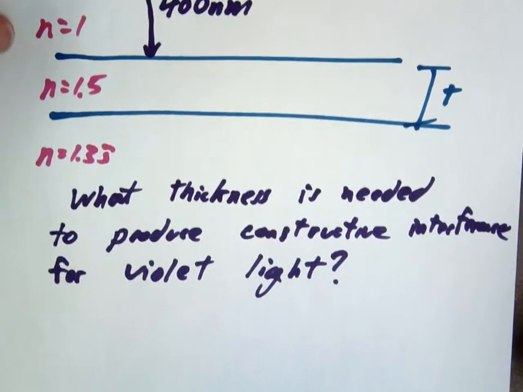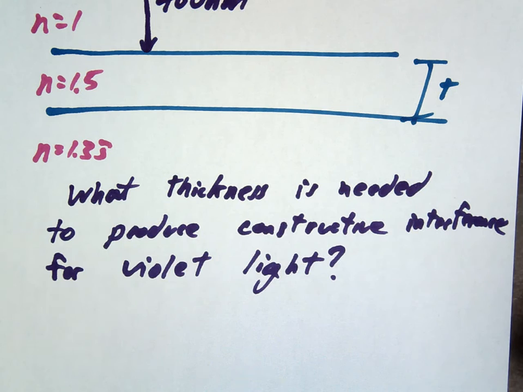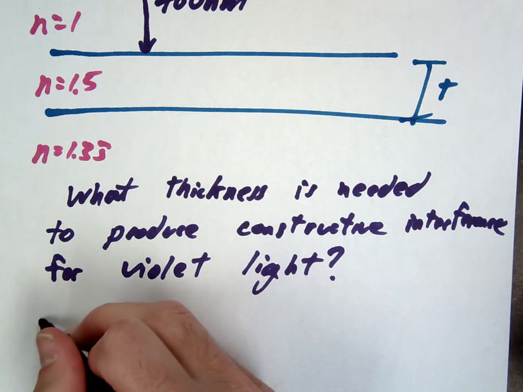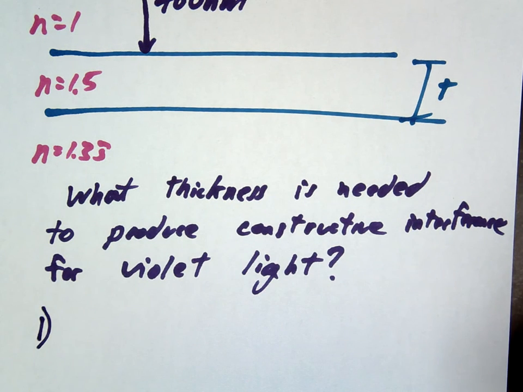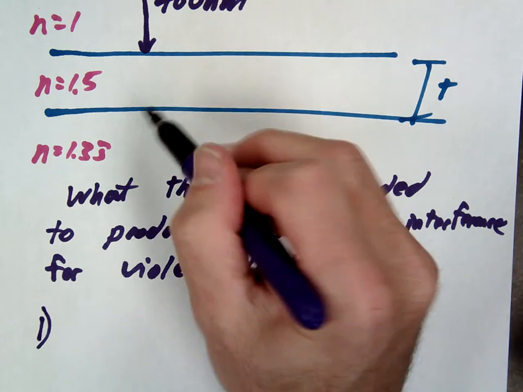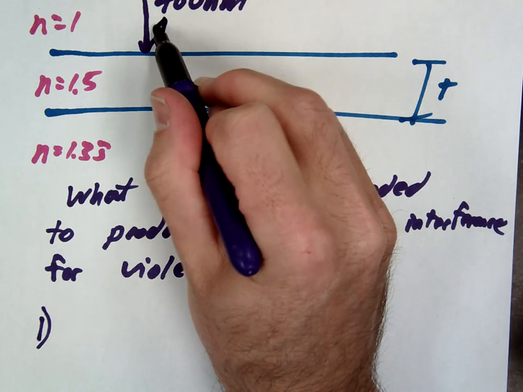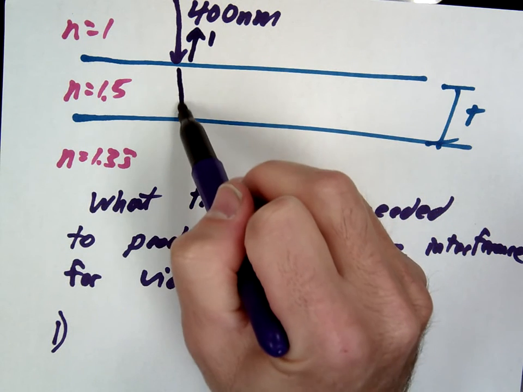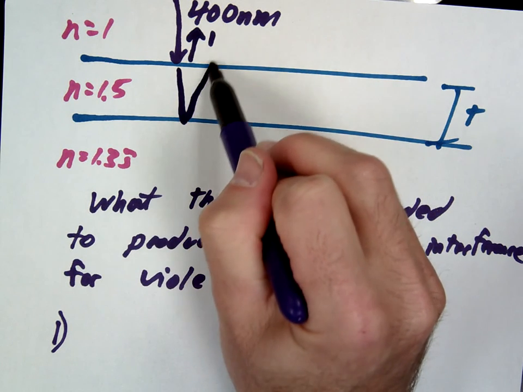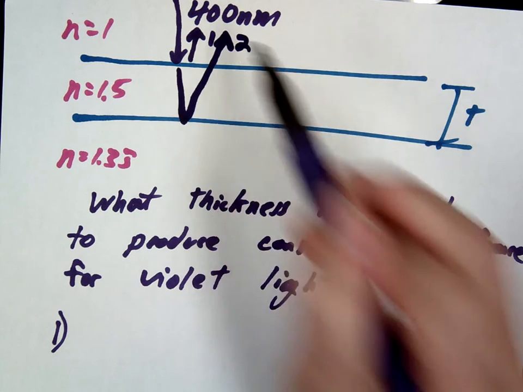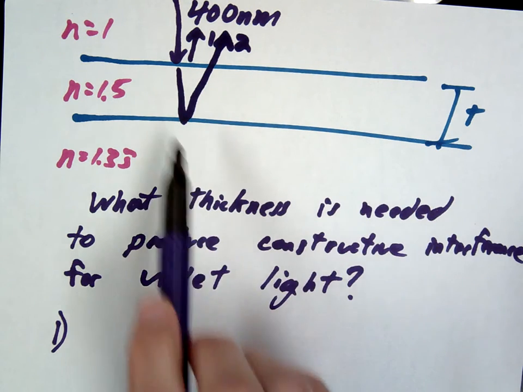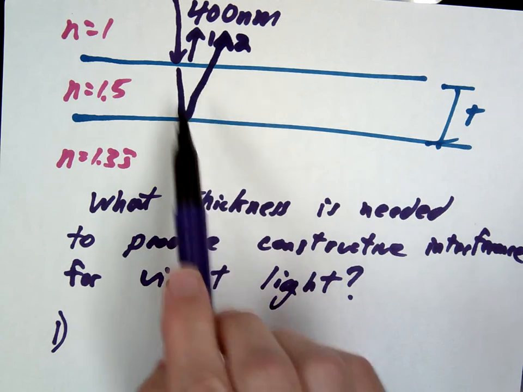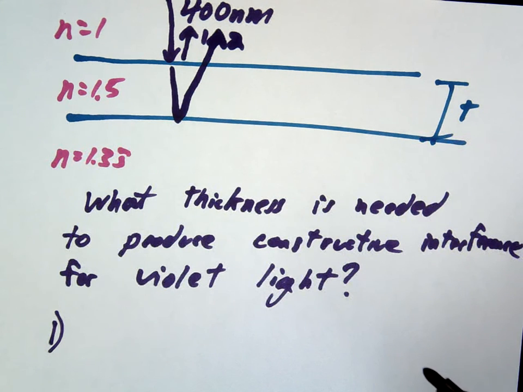Three-step process to think about how to approach this. So number one, let's just do the base concept that we just did. This one is going to reflect straight away, number one. Beam number two is going to go down and back up. Okay, so beam number two is traveling how much farther than beam one?